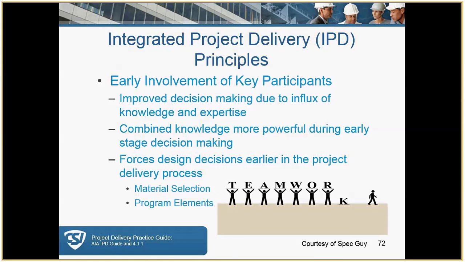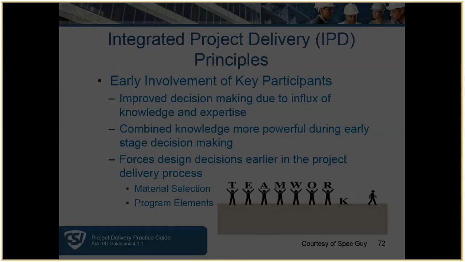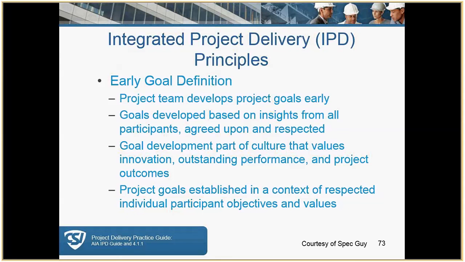So again, we talked about early involvement, how important it is to make decisions early on, how important it is to have mutual respect for combined knowledge and early stage decision making. And clients, your owner, they're going to have to be ready to make some decisions up front. So things are not going to be able to wait towards the end of this process. Goals need to be defined early. And again, these goals are set by the team, not by one person, not by the owner. The owner is part of the team.